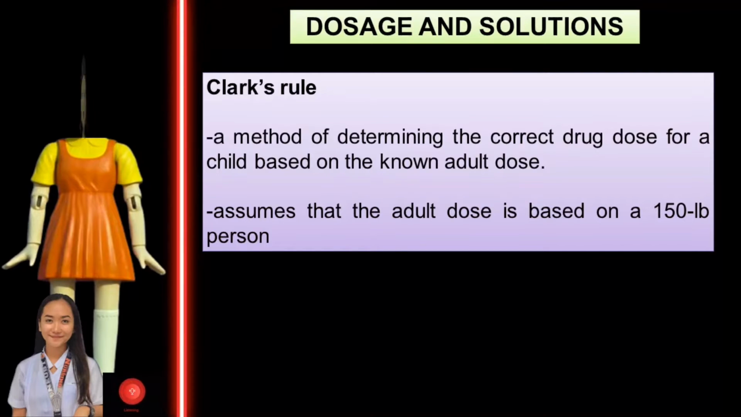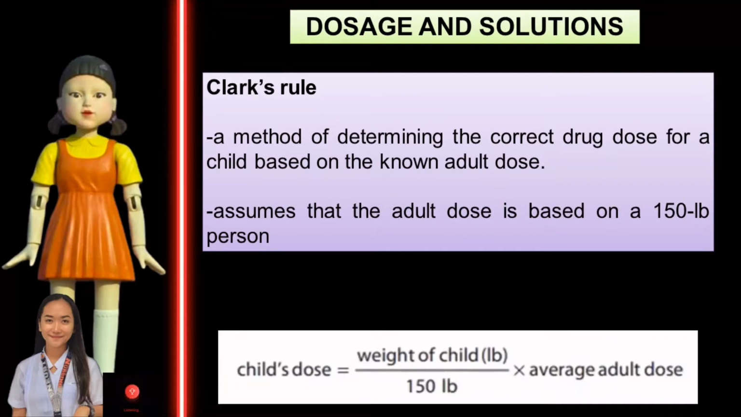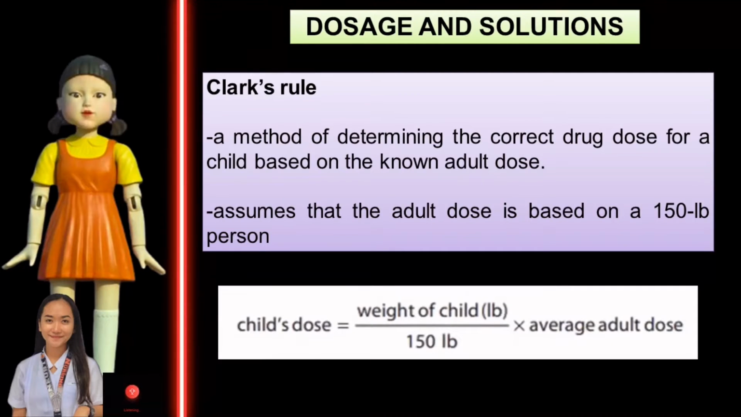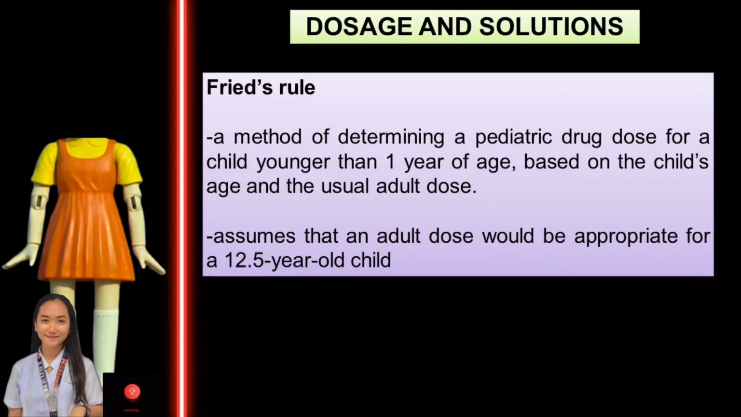Clark's rule is a method of determining the correct drug dose for a child based on the known adult dose. It assumes that the adult dose is based on a 150-pound person. For the solution, child dose is equal to the weight of the child in pounds over 150 pounds times the average adult dose. The second one is the French rule.